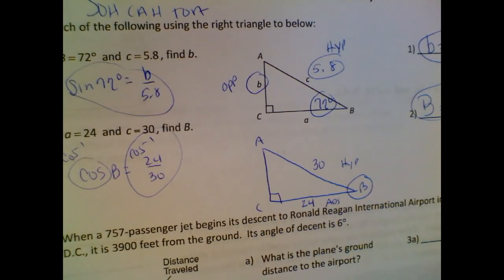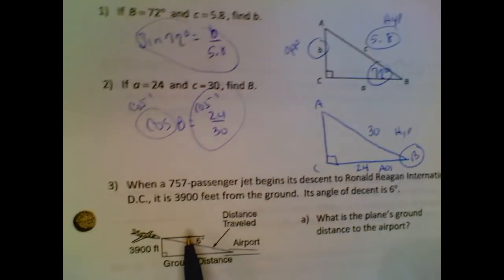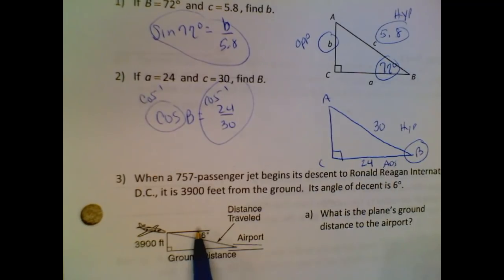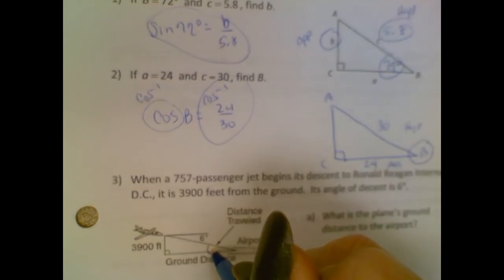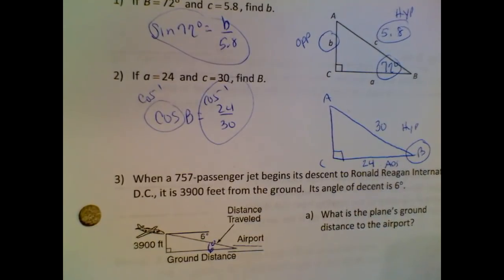This next one is you have a jet that's going to plan its descent to Ronald Reagan Airport. It's 3,900 feet from the ground, so people can see it. And its angle of descent is 6. Now, the angle of descent is on the outside of a triangle. It's right here, on the outside. But angle of depression and angle of elevation are the same place. So using alternate interior angles, that 6 is going to come on the inside. We're going to place it right there.